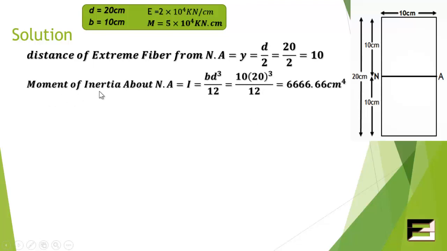Also we have to determine the moment of inertia about NA. Moment of inertia is represented by I. I is equal to B D cube divided by 12. B is the breadth of the given section, and D is the depth of the given section, which is of course 20 centimeter. When we do some maths, we will get 6666.66 centimeter to the power 4.